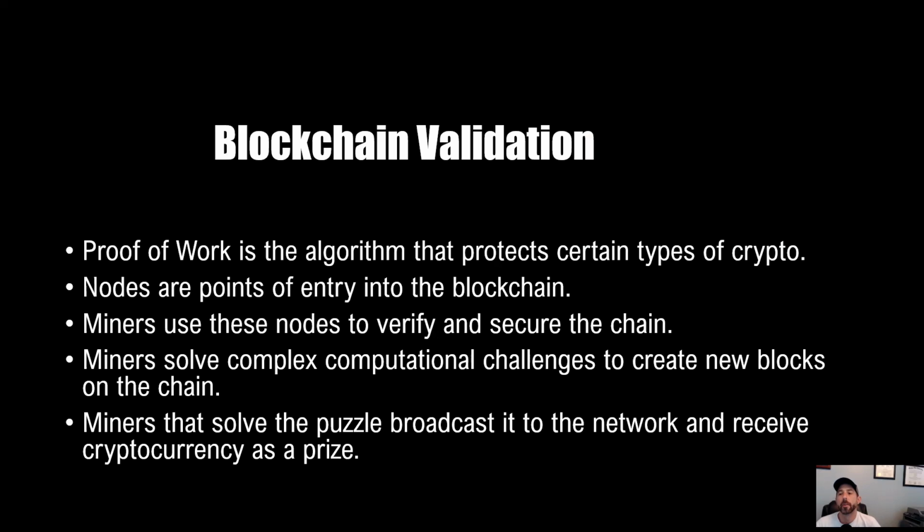Moving on. Blockchain validation. That was one of the things we mentioned. The blockchain has to be validated, and there are two different ways of doing it. Proof of work is one of the ways, and it's an algorithm that protects certain types of crypto. Now, we also talk about nodes, and nodes are essentially just points of entry into the blockchain. And then we have miners, and miners use these nodes, or points of entry, to verify and secure the blockchain itself.